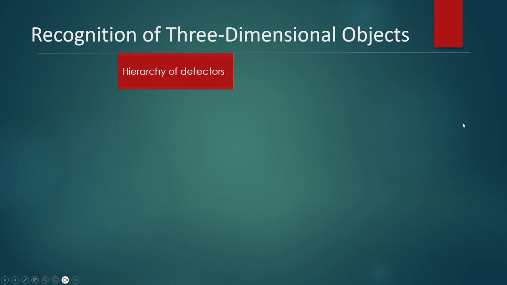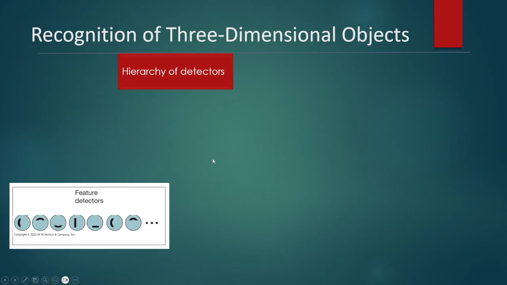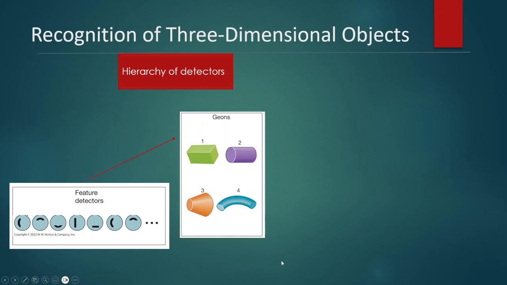So we've been talking about kind of two-dimensional things or words. Let's try and transition this to three-dimensional objects. Like, how do you recognize those glasses that I showed you earlier? Again, hierarchy of detectors. You're going to have these feature detectors at the bottom, and they're going to flow towards things that are specifically going to pertain to three-dimensional objects.